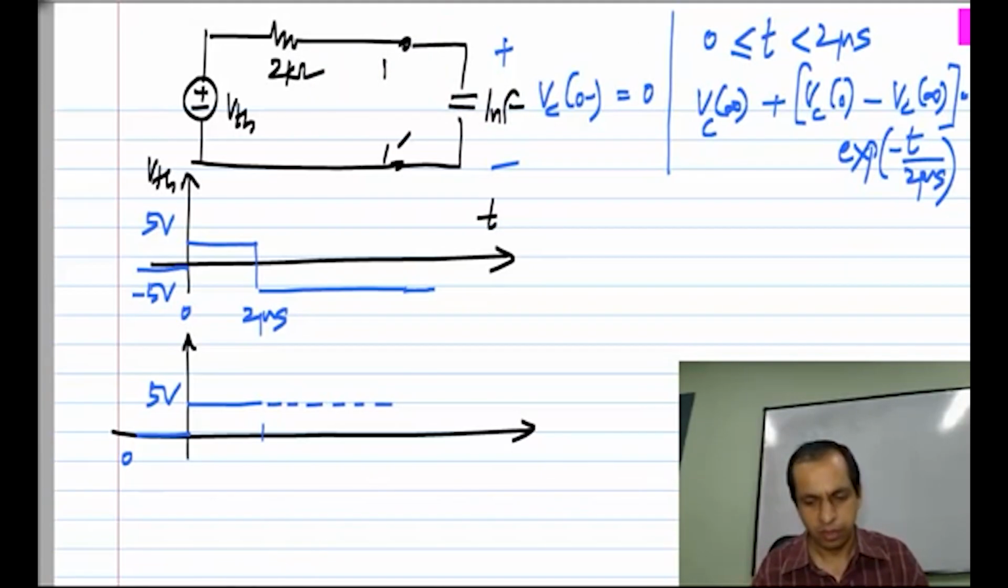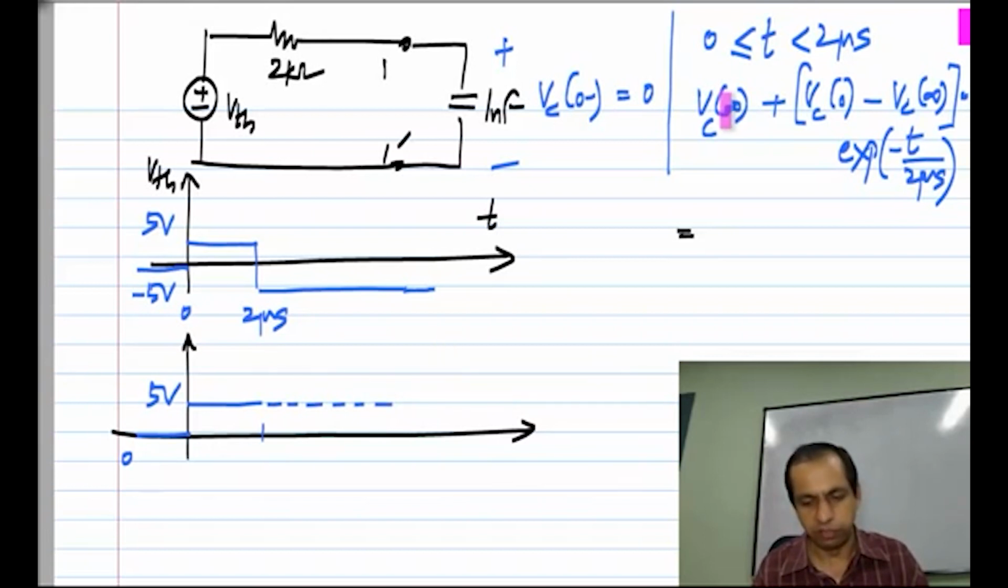Okay. So what the output will do is, this Vc of infinity is 5 volts as far as this step is concerned. Okay, we are only solving with this step input. That's the one thing you shouldn't get confused about.